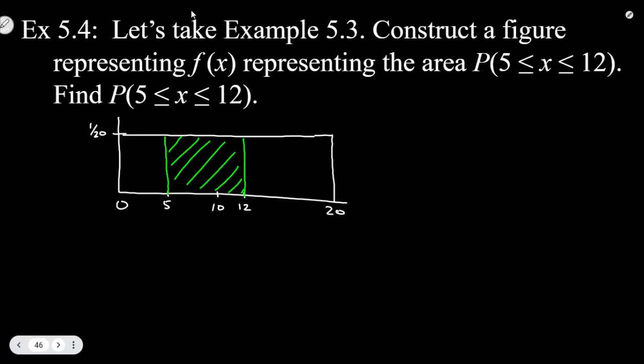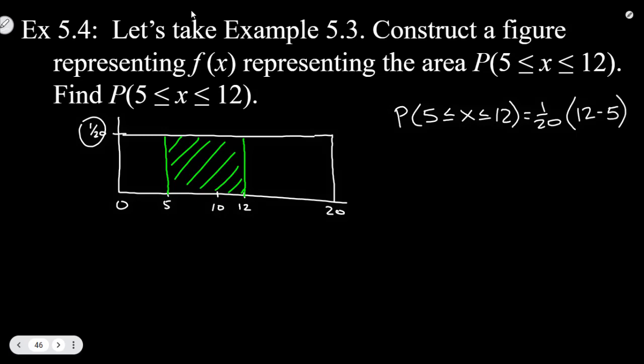Now, once we have that area marked off, we want to find how much that area is. So P of 5 less than or equal to x less than or equal to 12 will be equal to the height, 1 over 20, times the width of our rectangle, which runs from 5 to 12. So our width is a total of 7. When we multiply that fraction together, we get 7 over 20. That will be our probability for x being between 5 and 12.